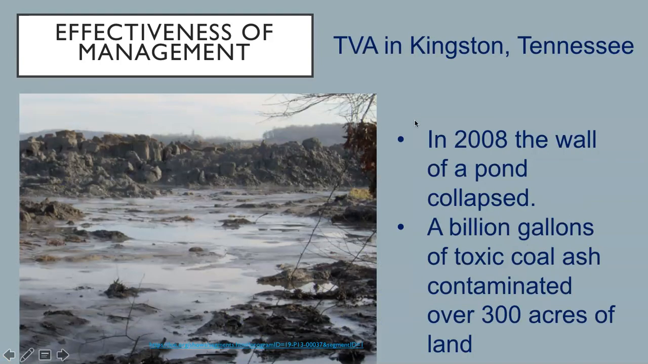In 2008, the wall of a pond holding 1 billion gallons of toxic coal ash slurry from a huge coal-powered electrical plant owned by the TVA in Kingston, Tennessee, suddenly collapsed. The spill contaminated 300 acres of land and required a massive cleanup project. Dozens of workers involved in the cleanup have died and hundreds have fallen ill.